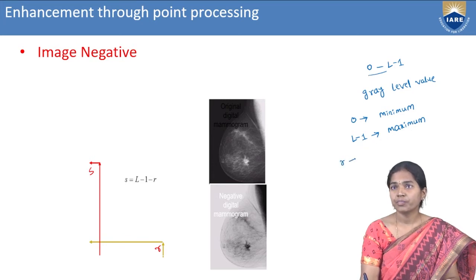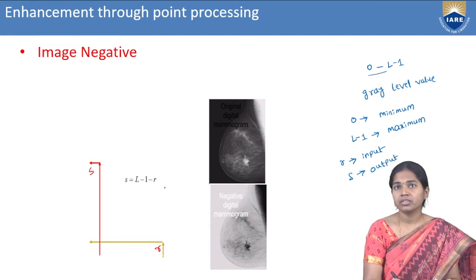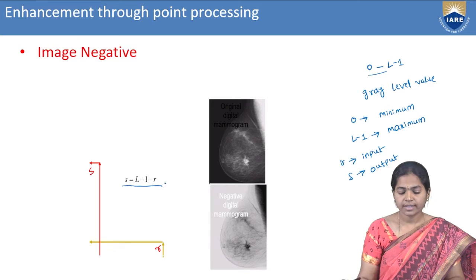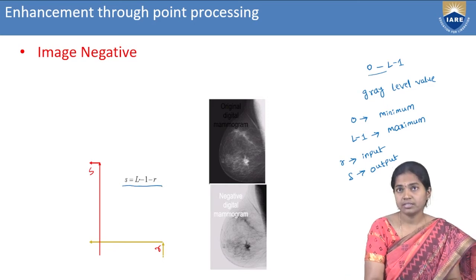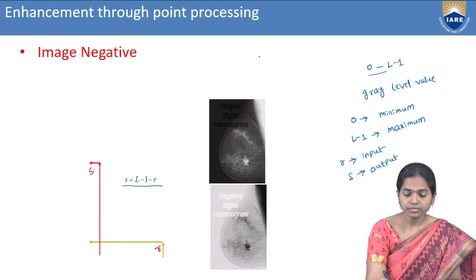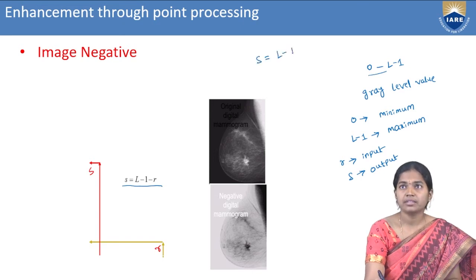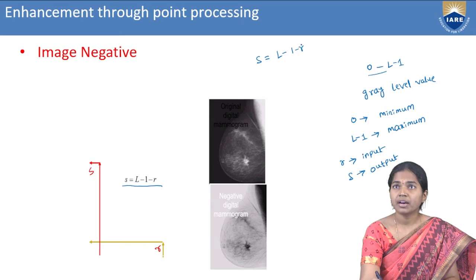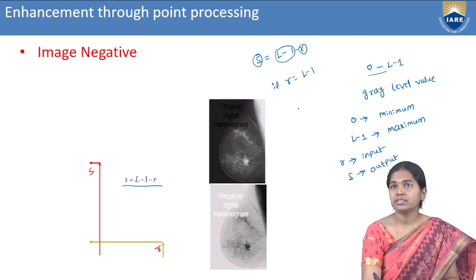Here R is the input and S is the output. What is the formula here? S equals L minus 1 minus R. For example, R is the input, S is the output, and L minus 1 is the maximum gray level value. If R equals L minus 1, what about the output?